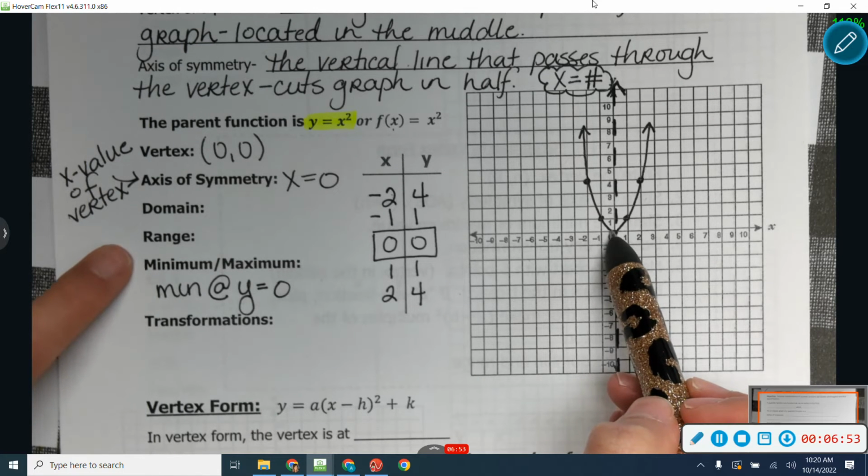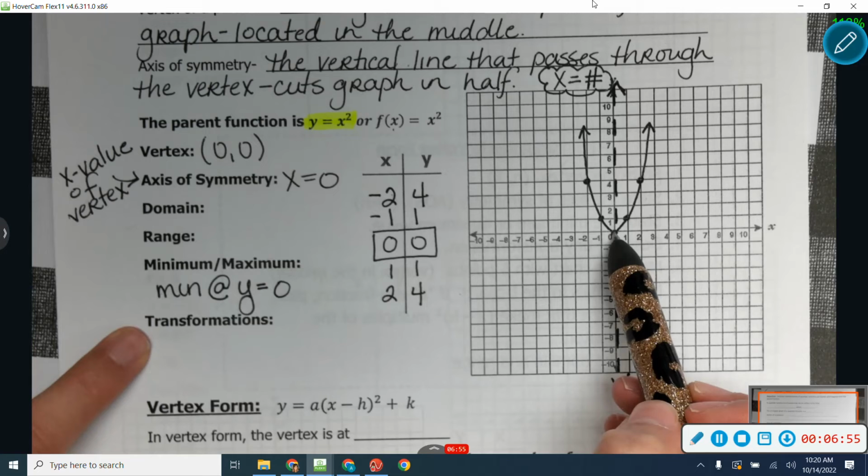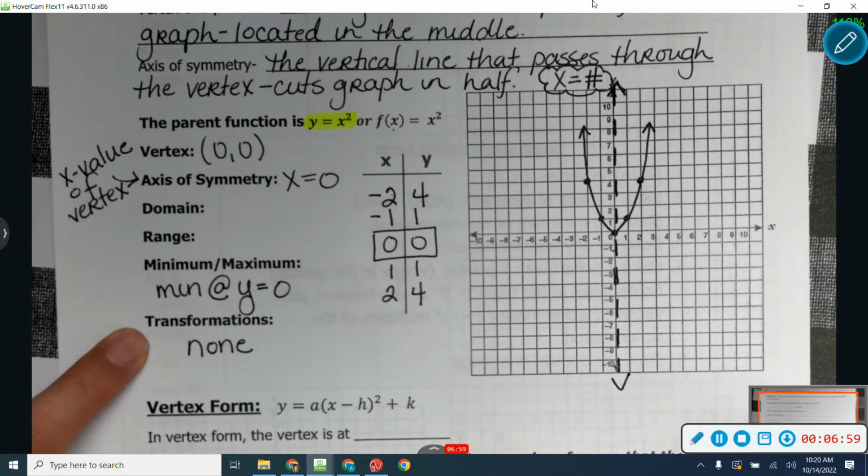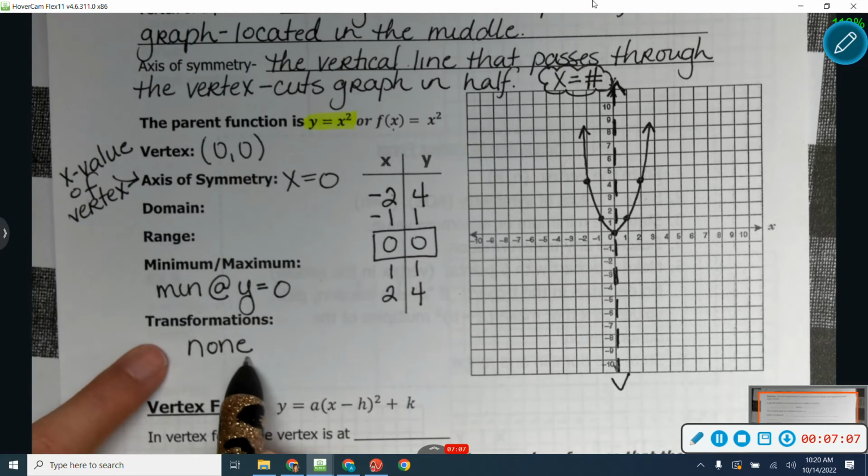Okay. Now my transformations, this is my parent function. You're not going to have transformations for a parent function. Anything other than just x squared will be a transformation though. Okay? But for now, there's going to be none because this is your parent.